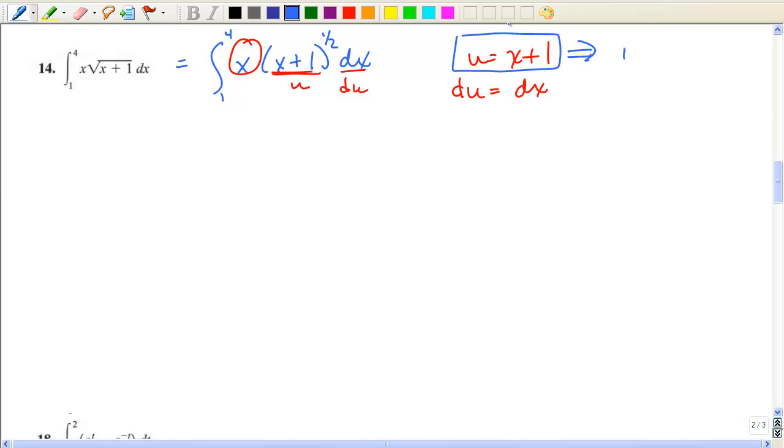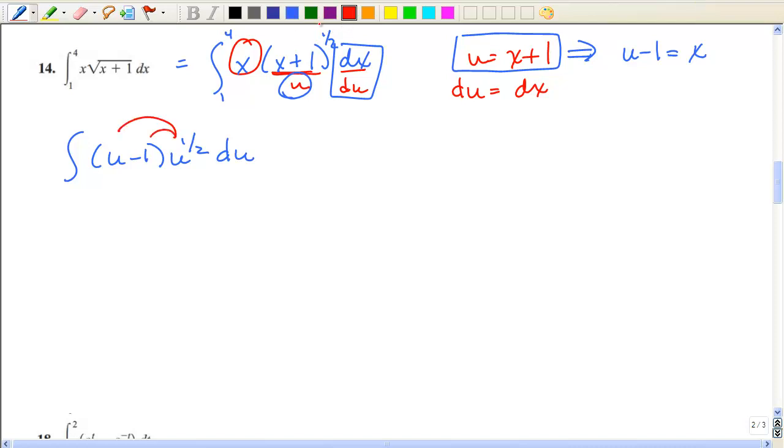So let's see, if I subtract 1, u minus 1 equals x. Let's see if that's going to help. So x, again, I'm replacing this with u minus 1, and then this is u to the 1/2 power, and this is du. That doesn't look much better, but maybe it is. What if I go ahead and distribute that? So remember, we add the exponents, so that'd be u to the 3/2 minus u to the 1/2.